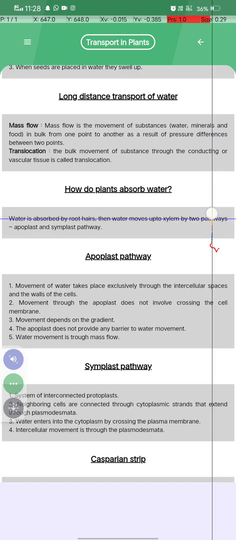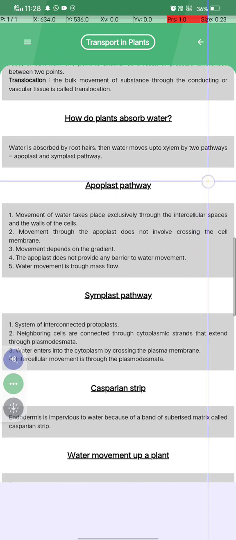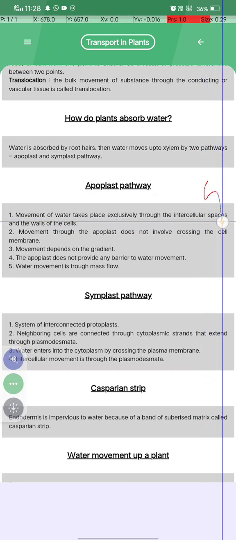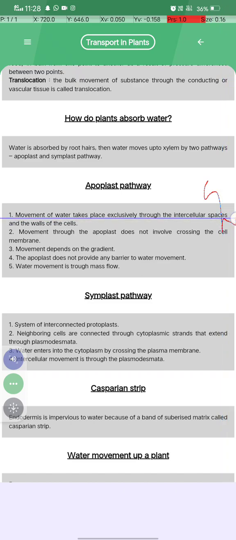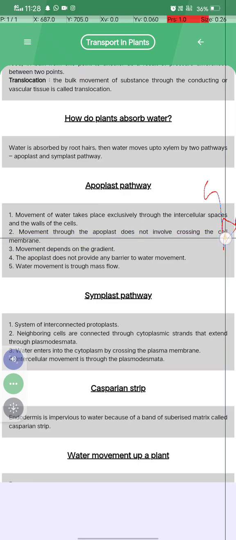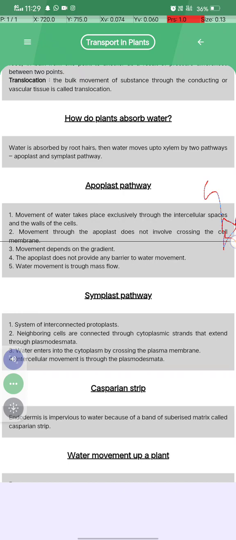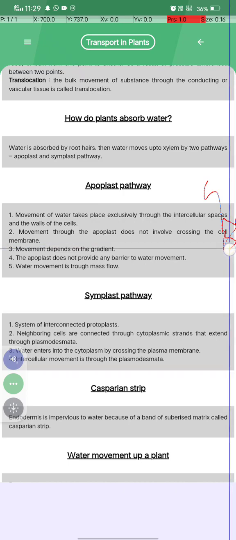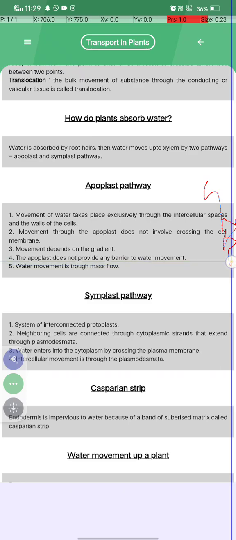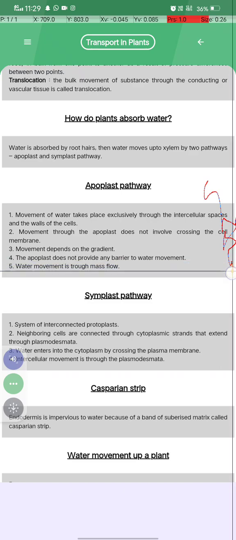Now हम जानेंगे एपोप्लास्ट पाथवे क्या होता है. The movement of water takes place exclusively through the intercellular spaces and the walls of the cell, and the movement through the apoplast does not involve crossing the membrane. The movement depends on the gradient, and the apoplast does not provide any barrier to the water movement.